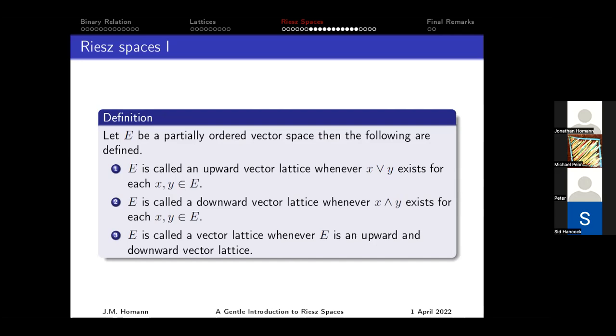So we now will define some lattice stuff with vector spaces. So we'll say let E be a partially ordered vector space. Then we'll say that E is an upward vector lattice whenever x sup y exists for each x and y in E. So in other words, E is an upward lattice and E is a partially ordered vector space. We'll say that E is a downward vector lattice whenever the infimum of x and y exists for each x and y in E, meaning that E is a downward lattice and E is a partially ordered vector space. And then we'll say that E is a vector lattice whenever E is an upward vector lattice and a downward vector lattice.